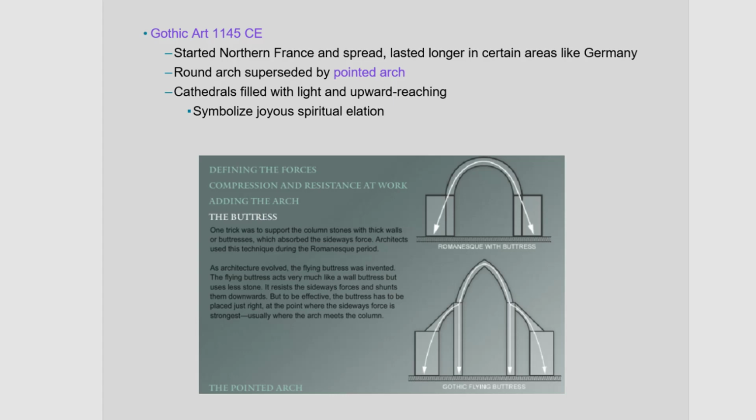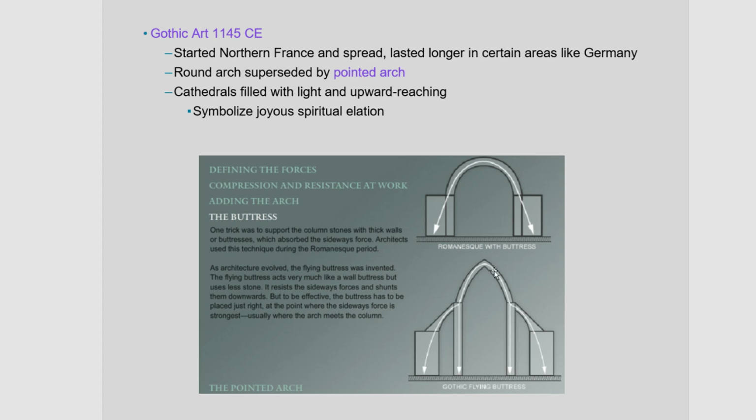We move on to Gothic art, which started about 1145. It started in northern France and spread. It lasted longer in areas like Germany and much shorter in areas like Italy. The round arch is superseded by the pointed arch. So if you see a pointed arch, you know it's Gothic. If you see a rounded arch, you know it's Romanesque.